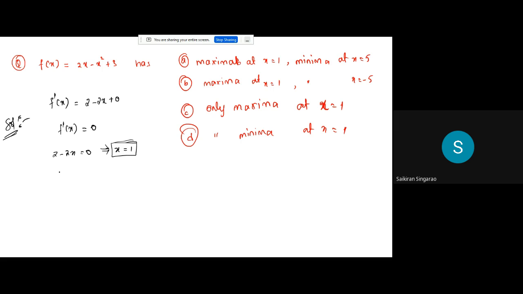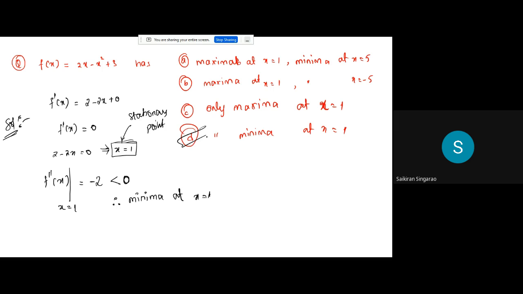Right? Now if you got x is equal to 1, this is the stationary point. Now I have to do f double dash of x. So what is f double dash of x, sir? f double dash of x is minus 2 because differentiation of plus 2 is 0, differentiation of minus 2x is minus 2. Now if you check at x is equal to 1 also, this will be minus 2 only, which is less than 0. Therefore double derivative is coming negative at x is equal to 1. Therefore it is minima. Where you have minima? At x equal to 1.